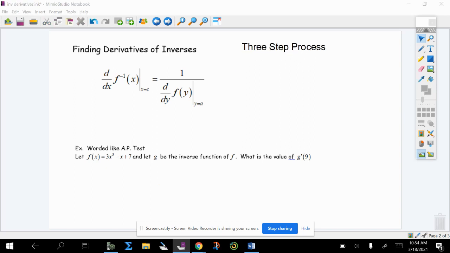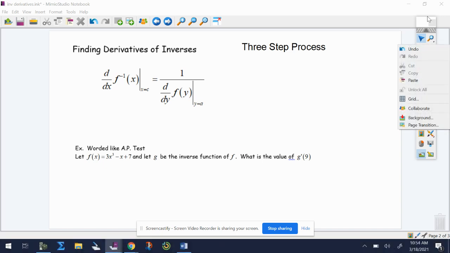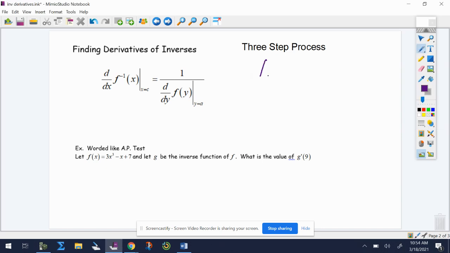my screen does not want to write for me. So let me try again. There we go. Step 1 is to derive the original function. So I'm just going to call the original function f. So I'm going to say we're going to derive f. They will give it to you as f equals or g equals or y equals.